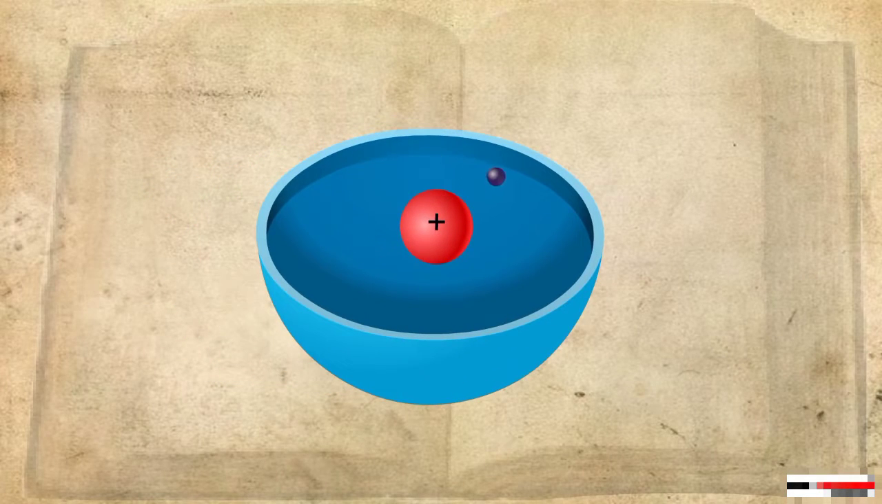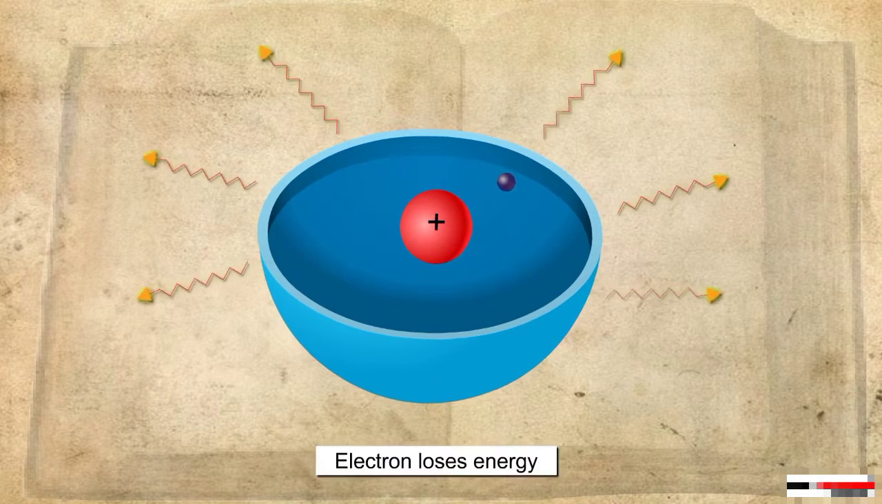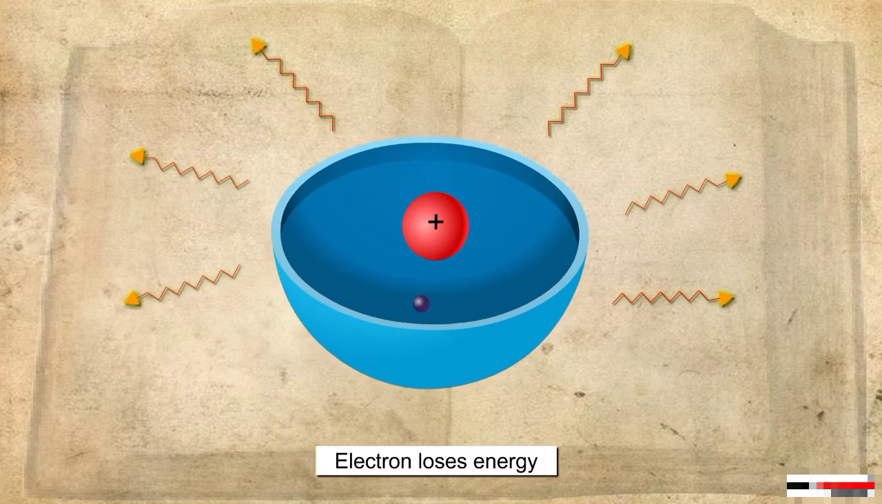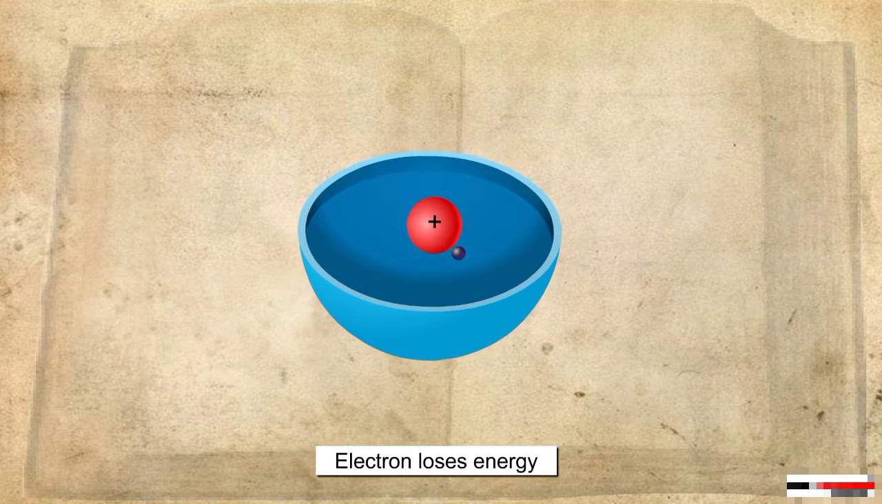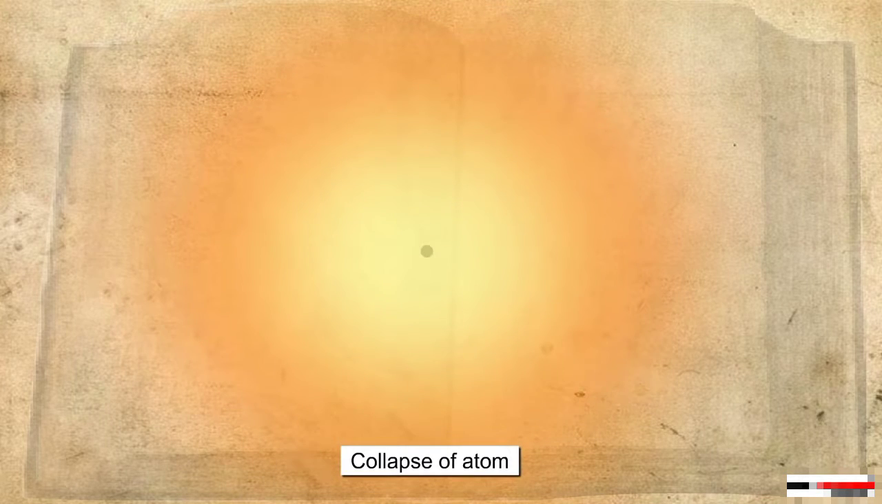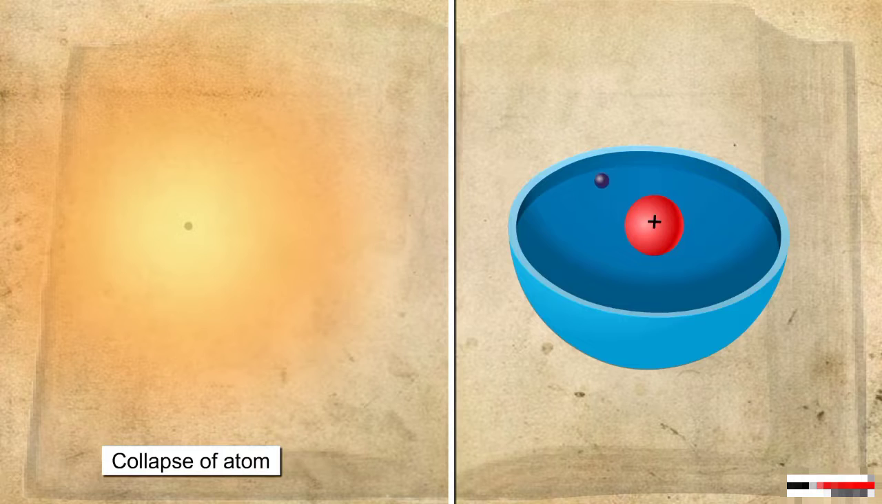However, later on it was found that any particle in a circular motion would undergo acceleration and thus would lose energy. So the electron would take a spiral path and would finally fall into the nucleus, and the atom would collapse. But this does not take place in reality.